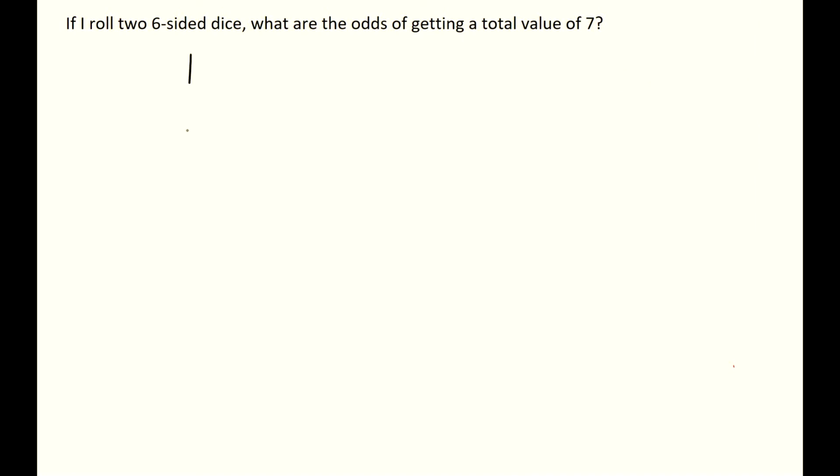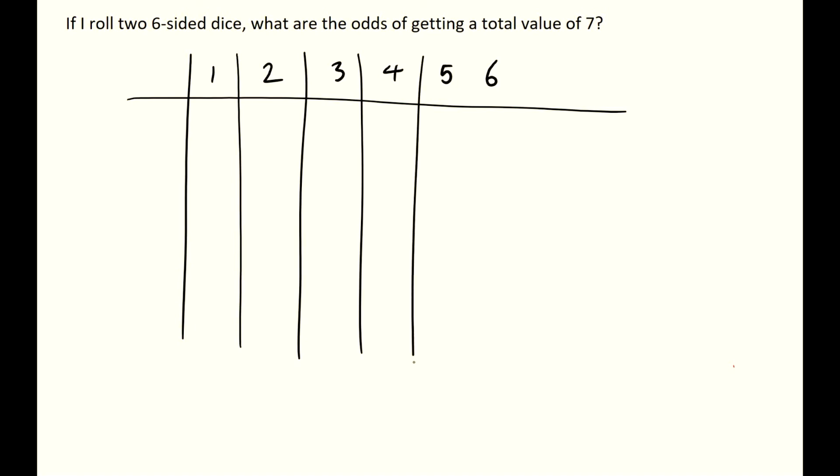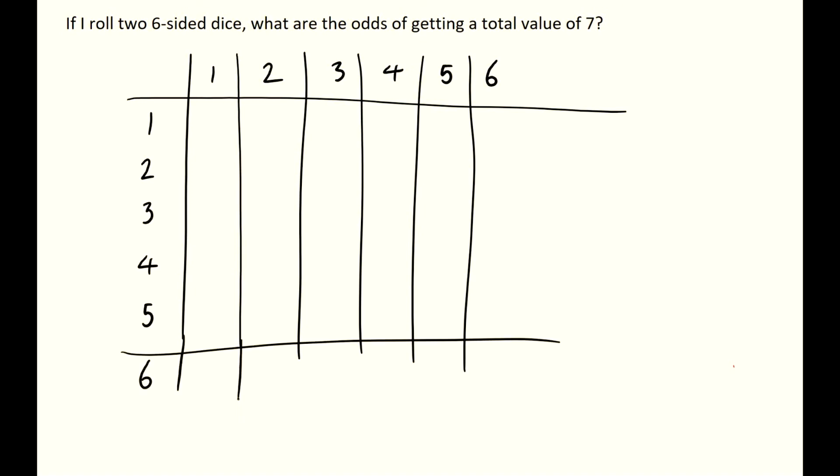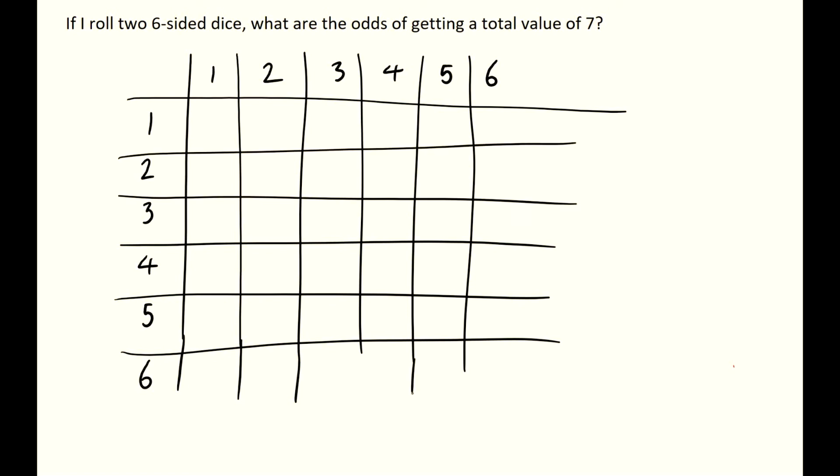What I need to do, we're going to create a table. And the table size depends on how many options we have. So if I look for each of my dice, I have 6 possible options, which are the numbers 1 to 6. Top, I'm going 1, 2, 3, 4, 5, 6. I'm going to do the exact same thing down the side. And from here, we can now work out every possible option. Basically, this is what I rolled for my first dice, and this is what I rolled for my second dice. Add together all these numbers.